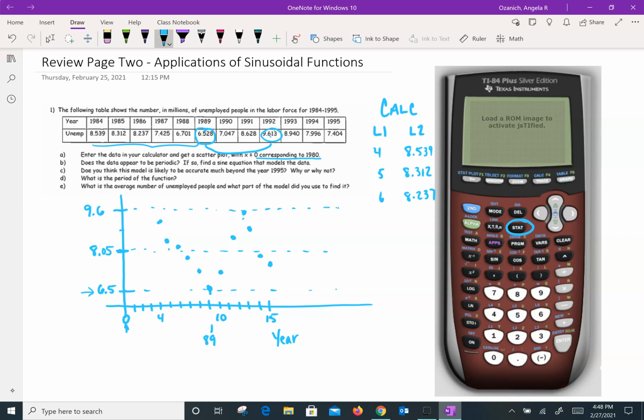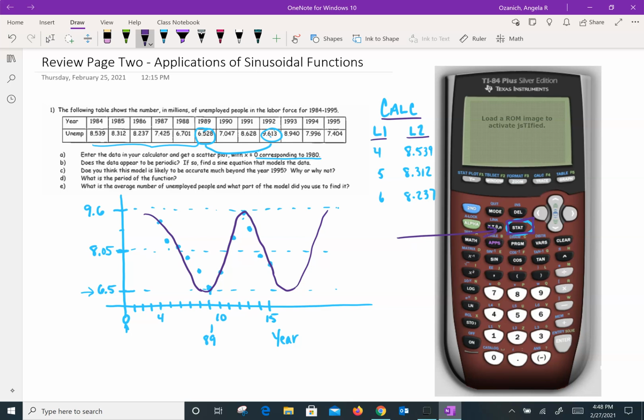Okay, so what I want you to do is go to your calculator at this time. This is just a rough sketch I did to help us imagine this being sinusoidal, an unemployment rate that is oscillating. You're going to go to your calculator and look for the stat button. You're going to hit the stat button and hit enter, and in list 1 and list 2, enter your data.